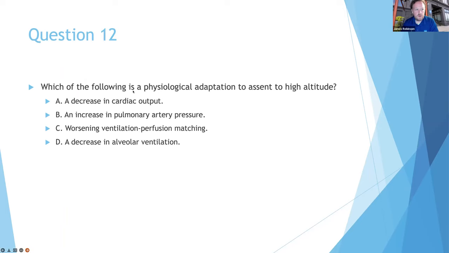Okay. Question 12, which of the following is a physiologic adaptation of ascent to high altitude? A, decrease in cardiac output, B, an increase in pulmonary arterial pressure, C, worsening ventilation perfusion matching, and D, a decrease in alveolar ventilation.